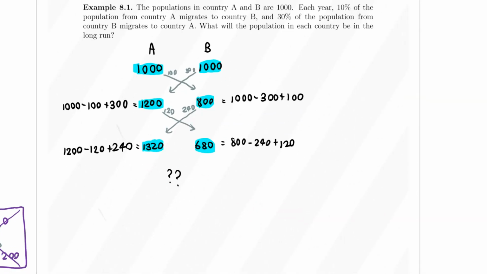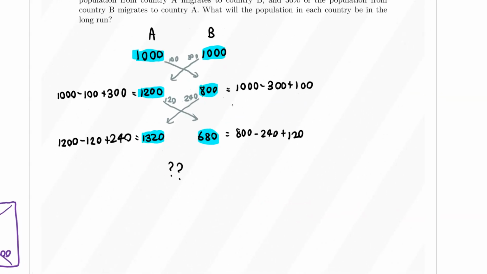To see why that makes sense, let's say I have 1,500 people in country A and 500 people in country B. What's going to happen in the next year is that 10% of people in country A are going to move to country B, so that's going to be 150. And then 30% of the people in country B are going to move to country A, but 30% of 500 is also just 150. So actually the same number of people go from country A to B and from B to A, so in the end the population actually remains unchanged. So in the long run, there will be 1,500 people in country A and 500 people in country B.